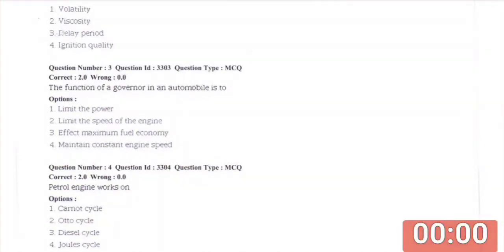Answer is option 2, Otto cycle. Generally, petrol engines work on the Otto cycle, which consists of 2 isochoric processes and 2 isentropic processes. In petrol engines, air and petrol are usually mixed in a carburetor before being introduced to the cylinder. Once the air and petrol are compressed, the fuel is ignited via an electric spark.